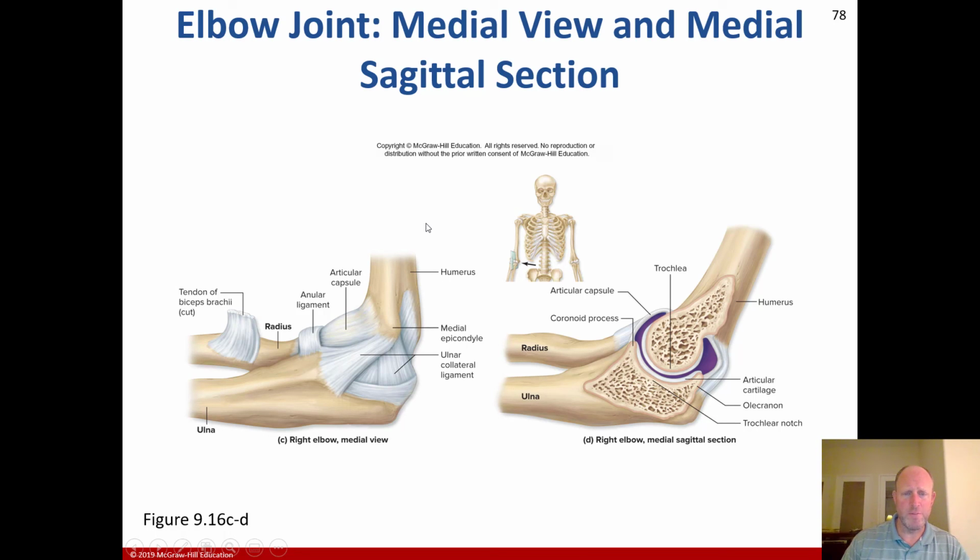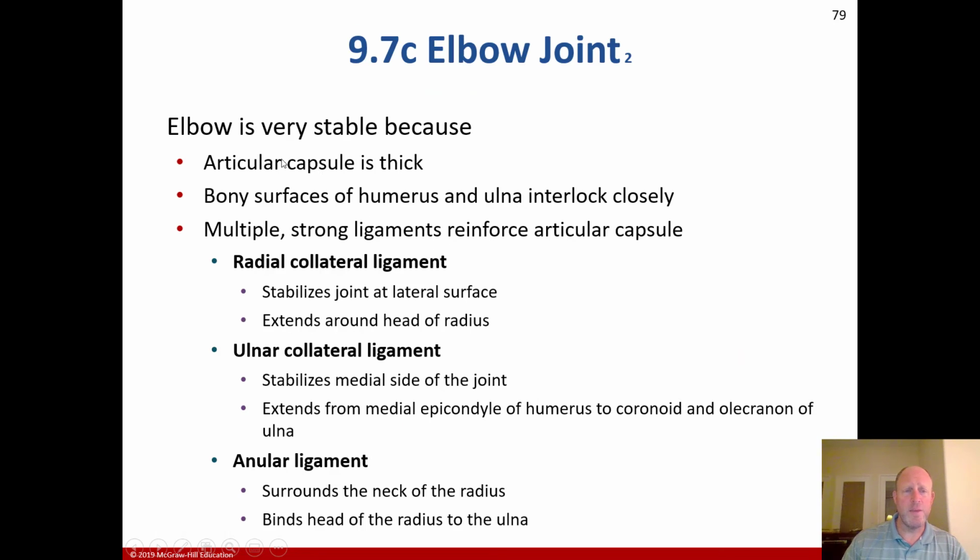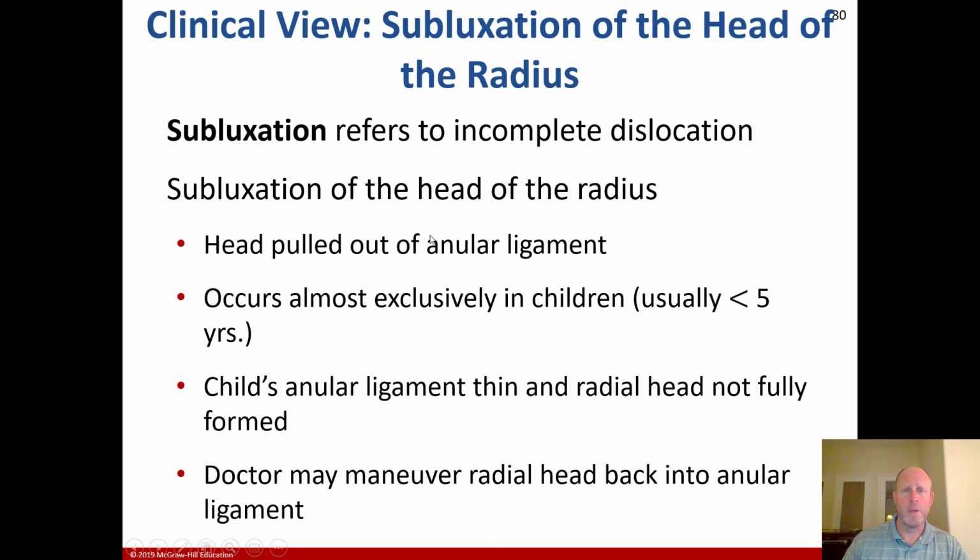I'm not going to worry about the sagittal view at this moment. That said, the elbow is very stable because the articular capsule is very thick. And the bony surfaces, the humerus and the ulna, interlock very closely, and a lot of ligaments, of course, holding it in place as well. And we don't have to worry about those ligaments at this time.